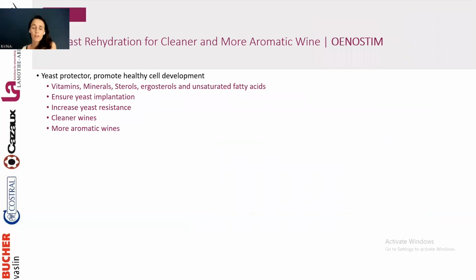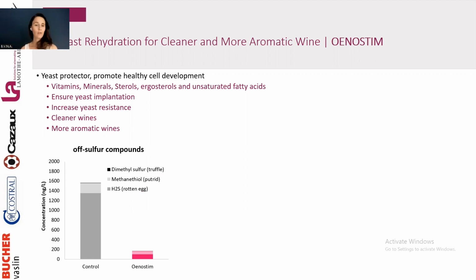So I told you about the rehydration. I just want to focus a little bit and show you results with our Enostim. Enostim is a yeast protector. It really promotes healthy development of the yeast. We are bringing vitamins, minerals, sterols, ergosterol, and saturated fatty acids, everything the yeast needs to have a very solid and resistant membrane and to not be stressed. No nitrogen here, so it's really focusing on protection of the yeast. As a result of using Enostim, we have way fewer sulfur compounds.